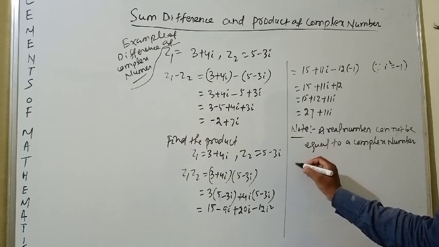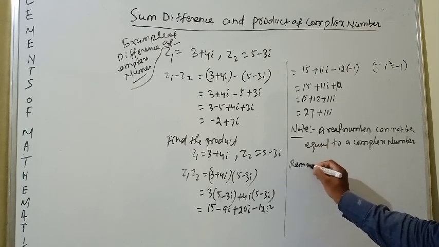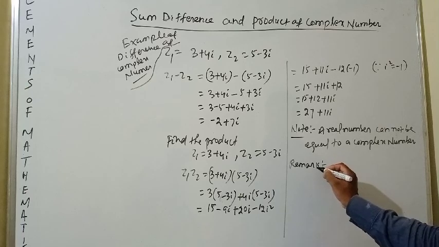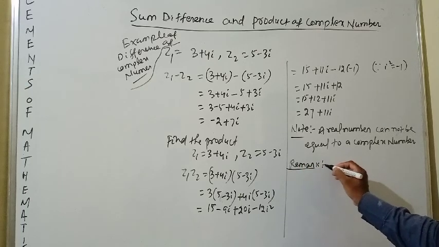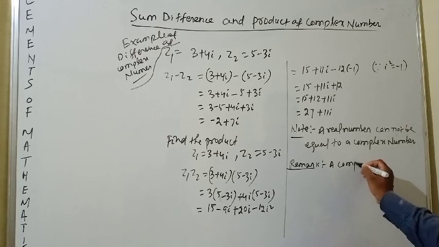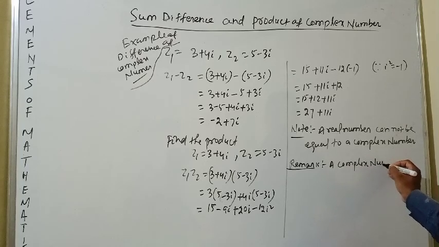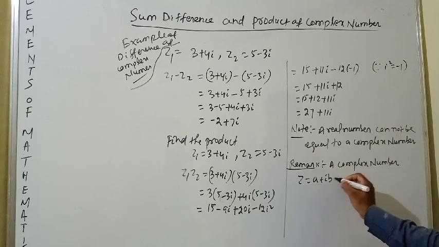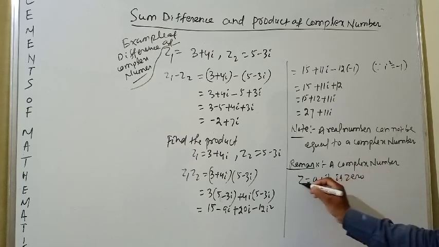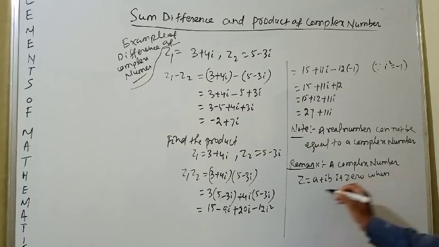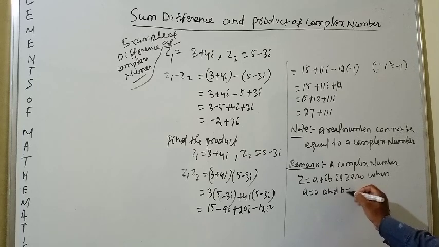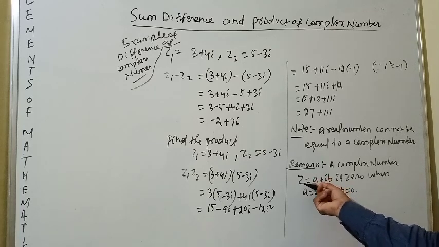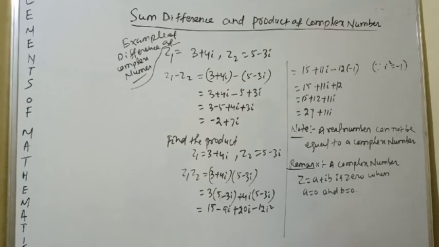Again, another remark: a complex number z equal to a plus ib is 0 when a is equal to 0 and b is equal to 0. If both real part and imaginary part are 0, then the complex number is 0, otherwise it cannot be 0.